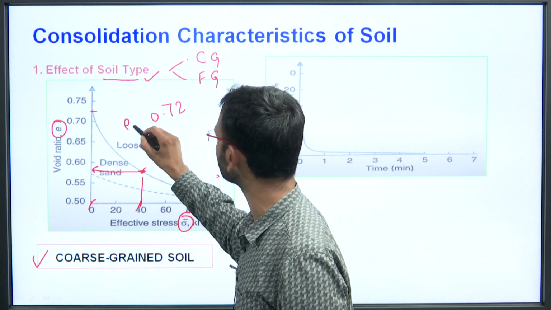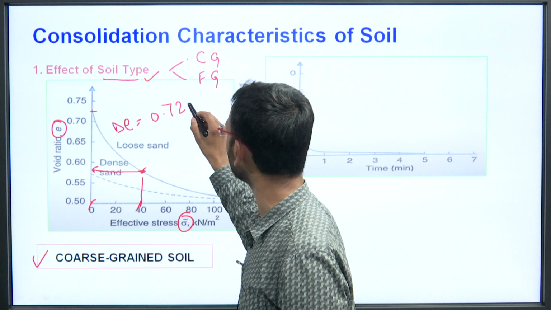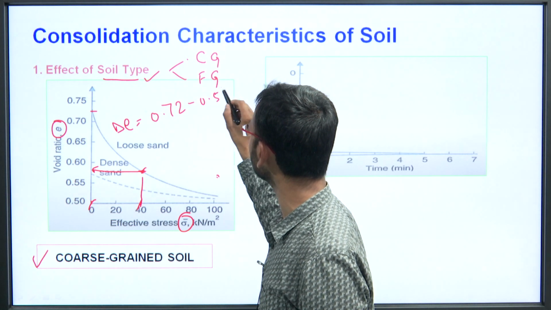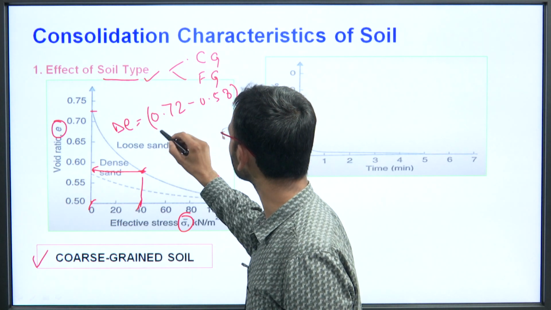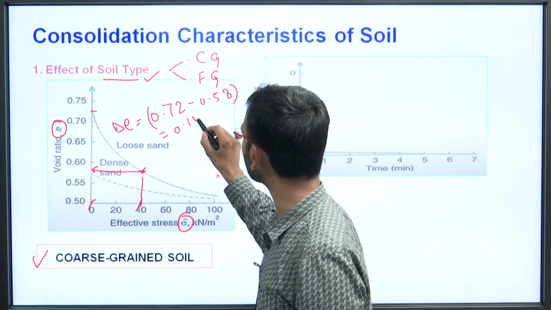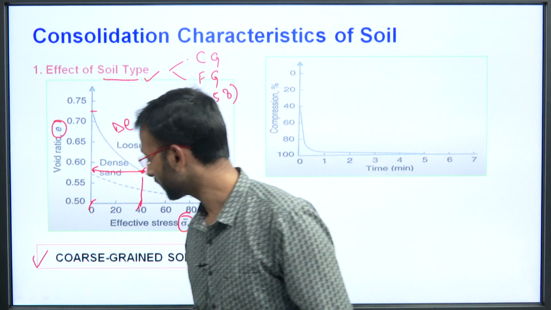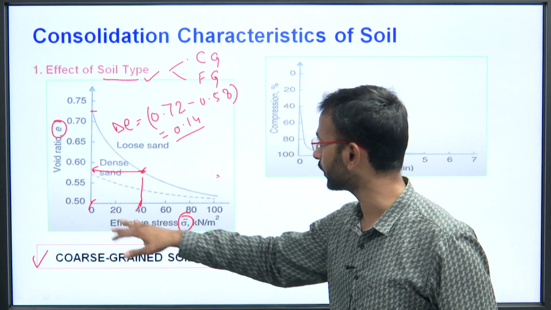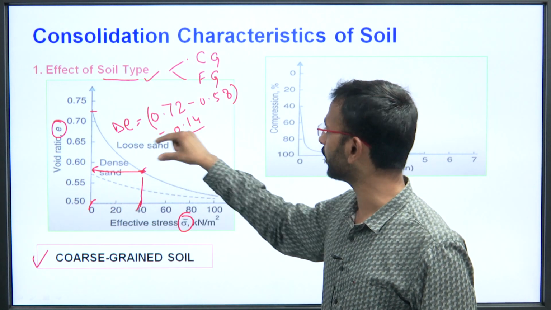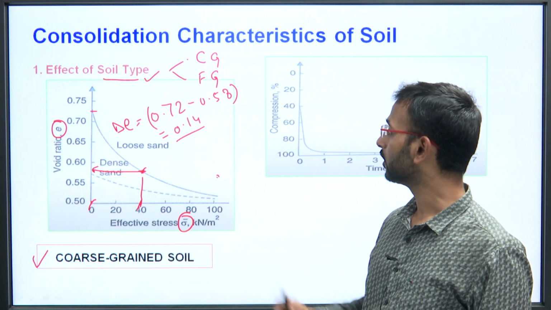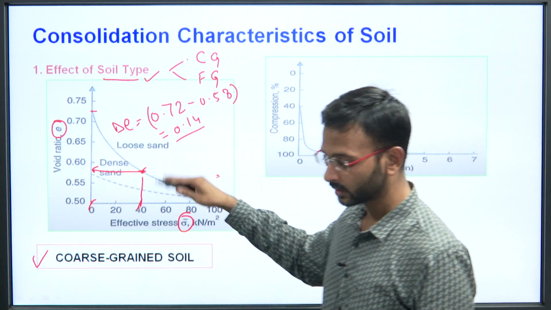So the void ratio change, delta e, comes out to be 0.72 minus 0.58, so it is 0.14. This is a very small change that you are observing in this case, because you have applied 40 kilonewton per meter square, but the void ratio change is only 0.14.